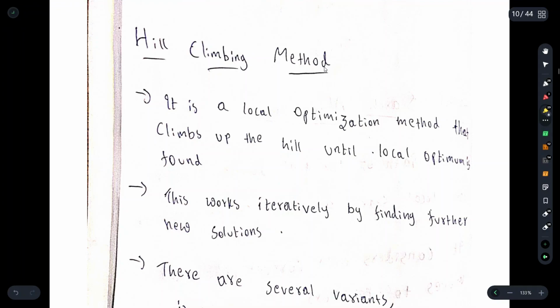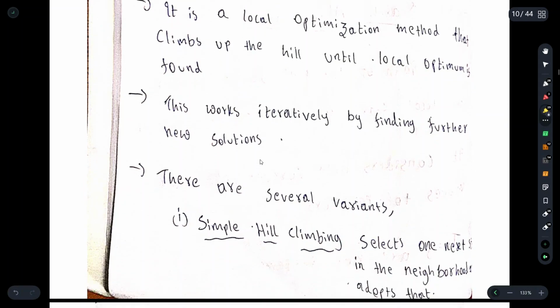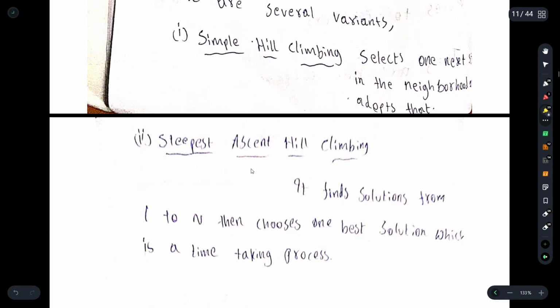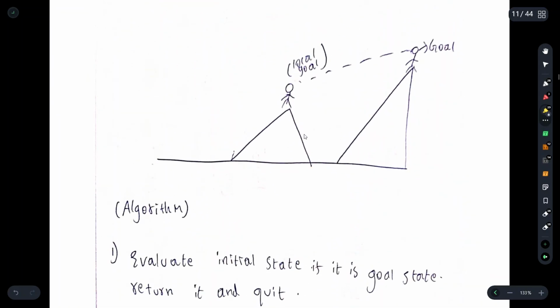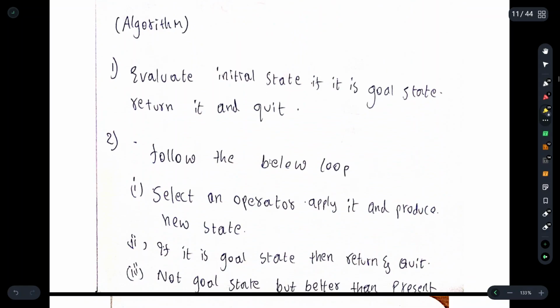One of them is the hill climbing method. It is a local optimization method that climbs up the hill until a local optimum solution is found. It works iteratively by finding further new solutions. There are several variants: simple hill climbing and steepest ascent hill climbing. Simple hill climbing selects one of its neighborhood and adopts that, whereas steepest hill climbing finds solutions from 1 to n and chooses the one best solution at that particular instant. It evaluates its initial state against its goal state and returns it and quits.